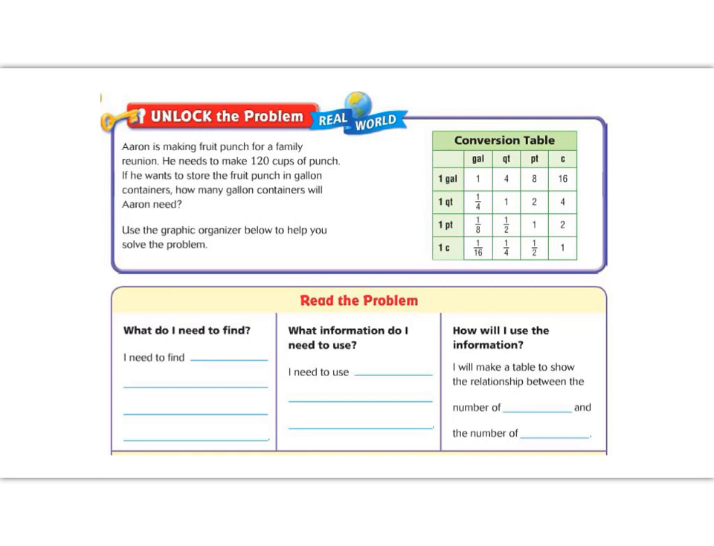Let's think about what we already know, and that will help us fill in the boxes below. We know that he needs to make 120 cups, and that he wants to then store his punch in gallon-sized containers. So our question at the end is, how many gallon containers will Aaron need? And that's what we are trying to find. We need to find how many gallon containers he needs.